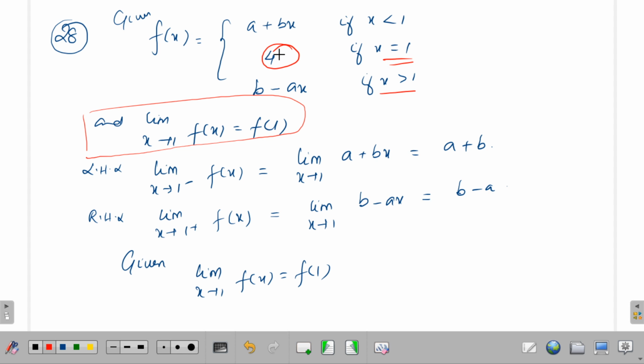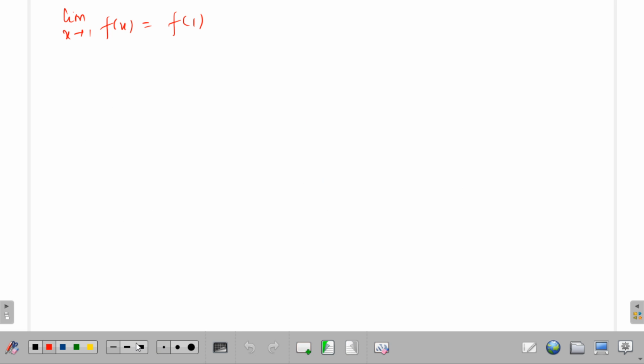Remember that, okay? So if I got the answer to be 4, what I can do over here is, for this one, I can break this into limit of x tends to 1 minus f of x is equal to limit of x tends to 1 plus f of x.